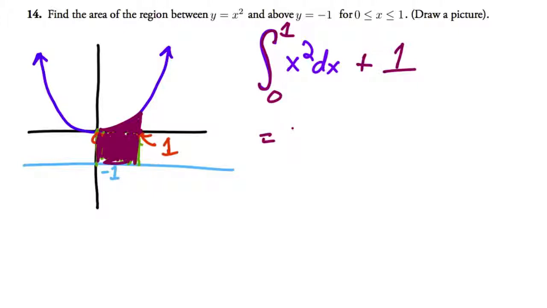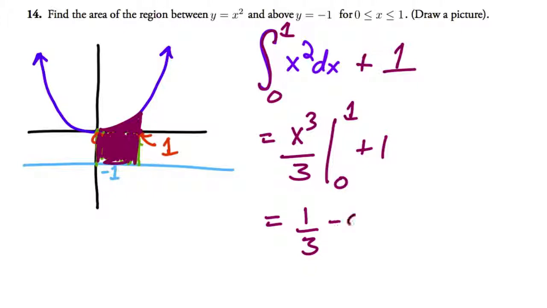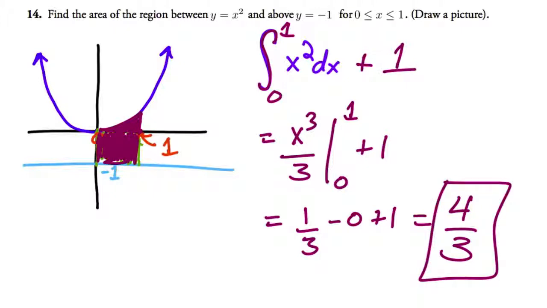So this is just equal to x cubed over 3, evaluated from 0 to 1, plus 1. So this is equal to 1/3 minus 0 plus 1, which is equal to 4/3. That was even easier than the other one. And that's it. Easy, right?